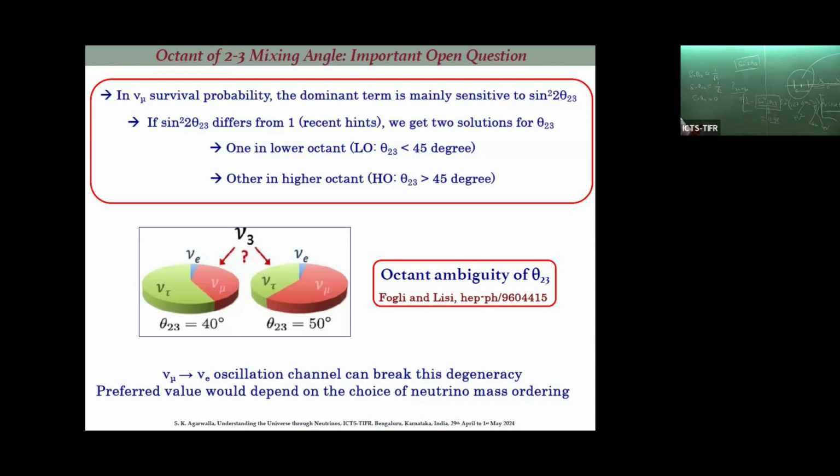The solution that is below 45, we call the lower octant solution. And the solution above 45, we call the higher octant solution. So if the lower octant solution is, say, 42 degrees, then the higher octant will be 48, right? Because the sum has to be 90. Correct? That is what we call the octant ambiguity of theta 2,3.